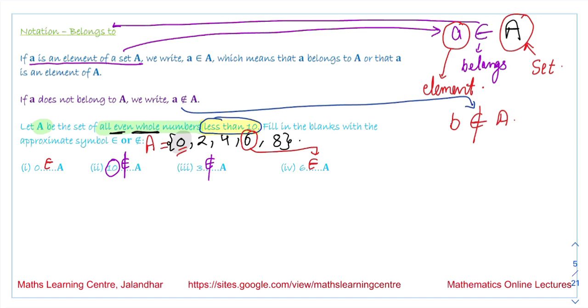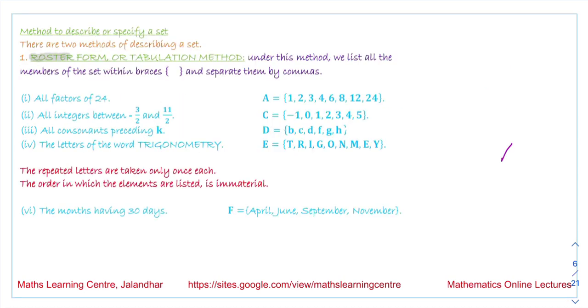Now next we have methods to describe or specify a set. So there are two methods. The first method we have is the roster form or the tabulation method. In this method, we list all the members of the set within braces and separate them by commas.